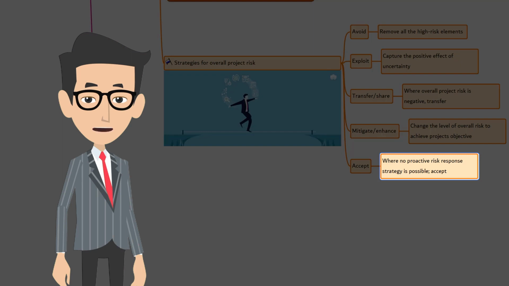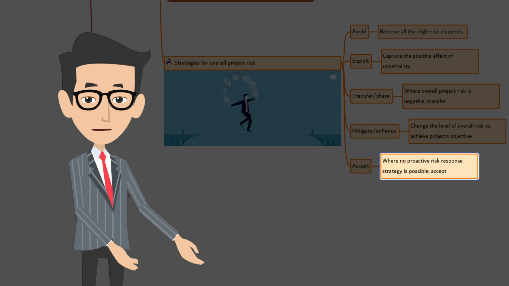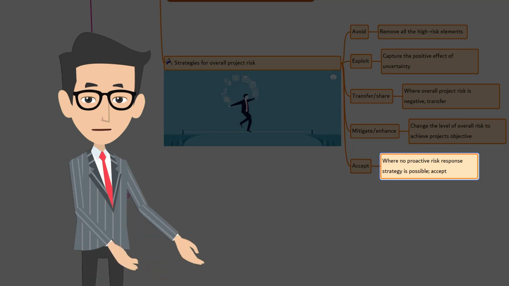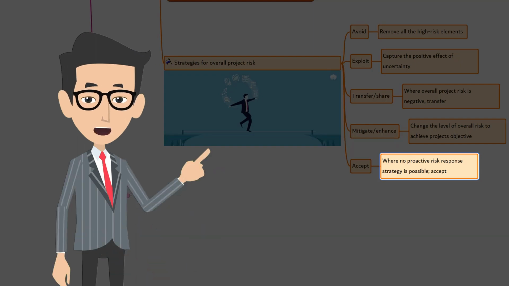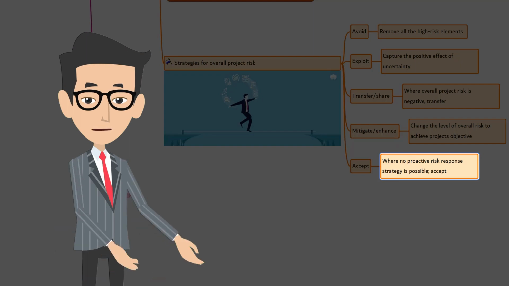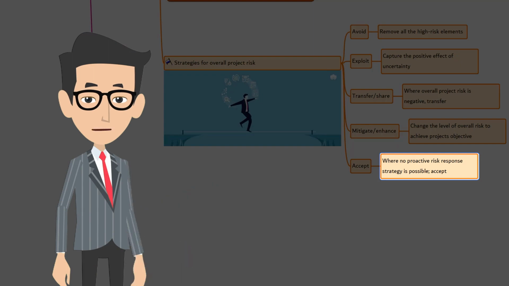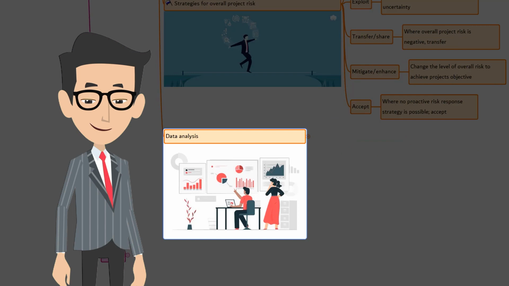Acceptance can be either active or passive. The most common active acceptance strategy is to establish an overall contingency reserve for the project, including the amount of time, money, or resource to be used if the project exceeds its thresholds. Passive acceptance involves no proactive action apart from periodic review of the level of overall project risk. This is done to ensure that it does not change significantly.